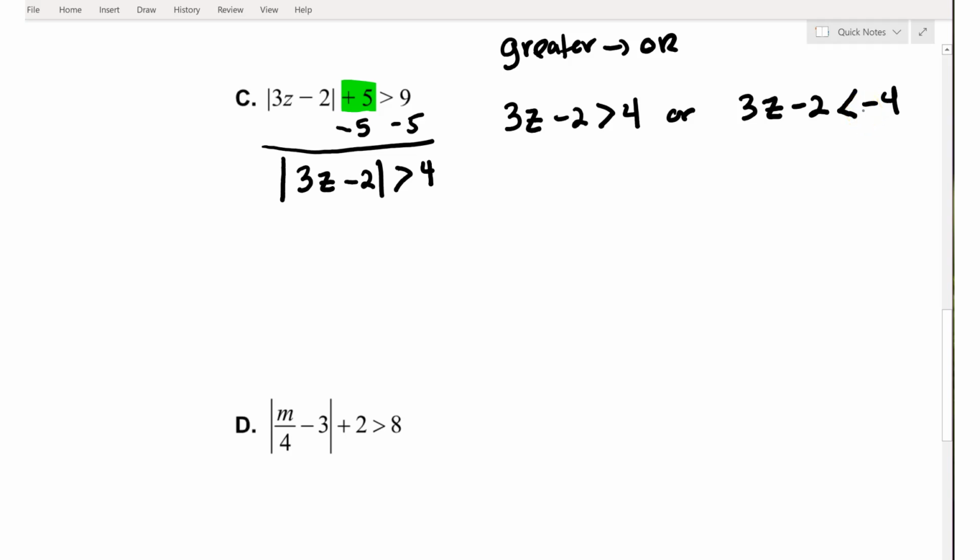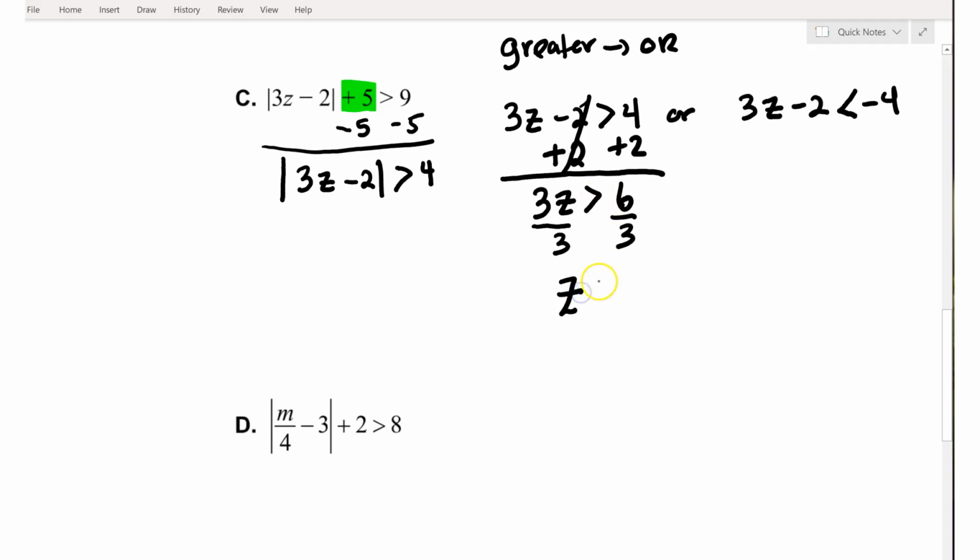What you do now is you solve for z, and you're going to do the same steps as you would as you were solving an equation. You add 2. Negative 2 plus 2 is 0. So you have 3z is greater than 6. We have 3 times z, so we're going to go ahead and divide by 3. So we have z is greater than 6 divided by 3 is 2.